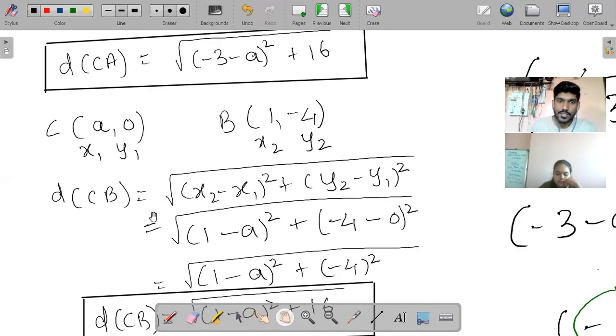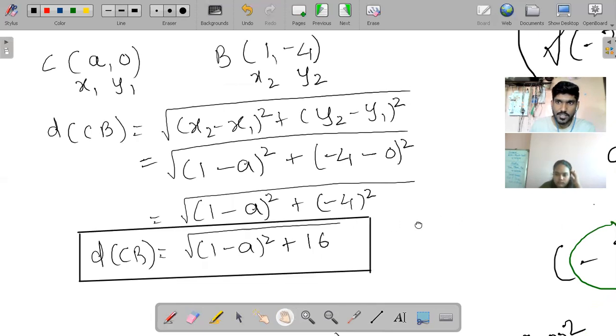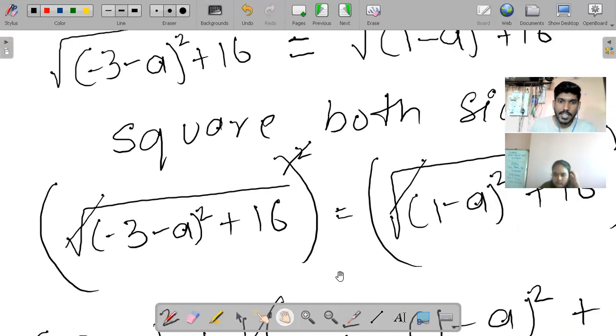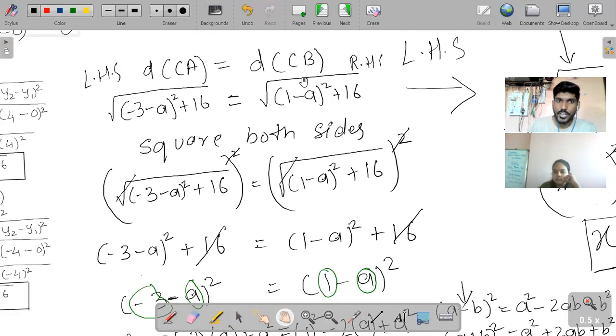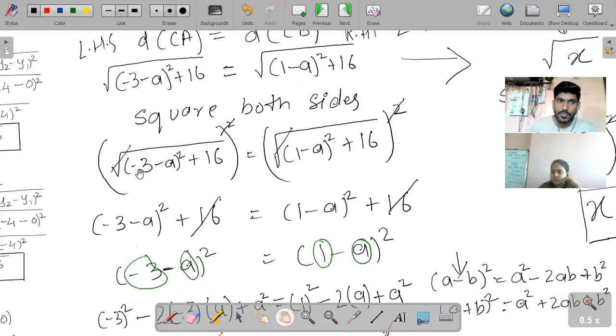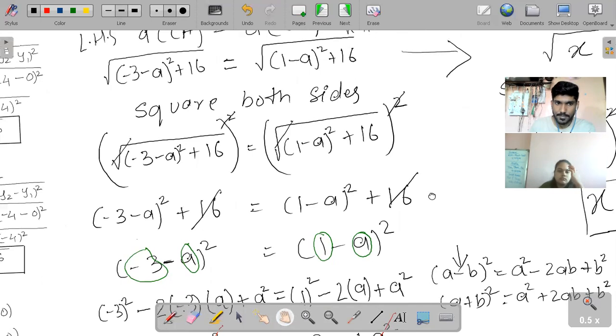Similarly, we found distance CB, and we got distance CB to be under root of (1 minus a) the whole square plus 16. Then we substitute the value in equation 1, that was distance CA is equal to distance CB. Squaring both the sides, we got (minus 3 minus a) the whole square plus 16 is equal to (1 minus a) the whole square plus 16.